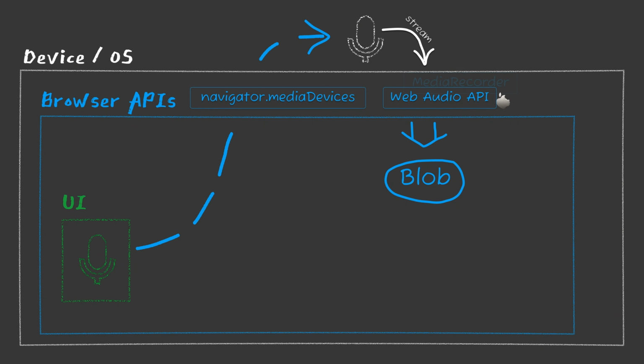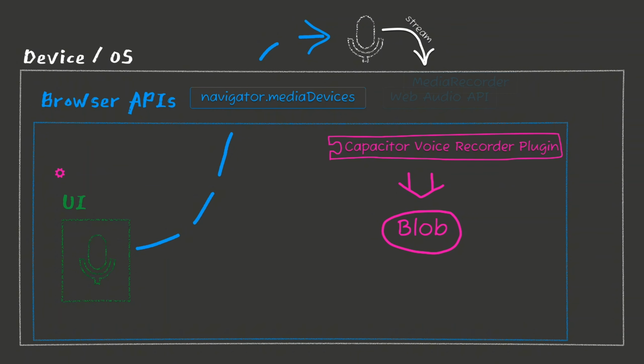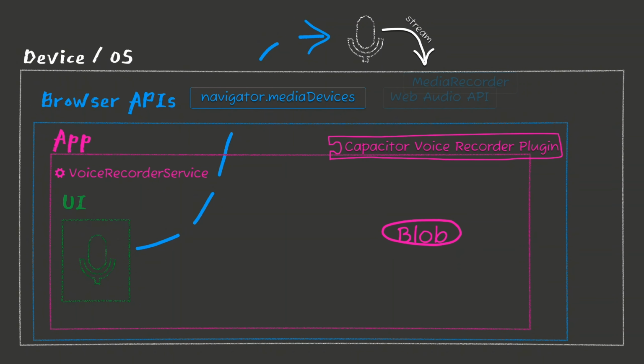Additionally, if we plan to wrap our application into a native app using Capacitor, it's important to understand that browser APIs are no longer a reliable foundation for media recording. In that case, we switch to a native approach by using a Capacitor voice recorder plugin, which interacts directly with the operating system. At the application level, I use an infrastructure service called Voice Recorder Service.